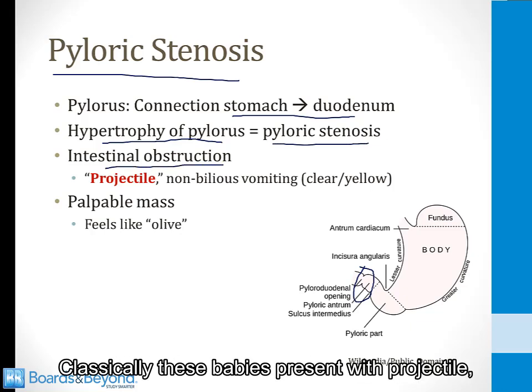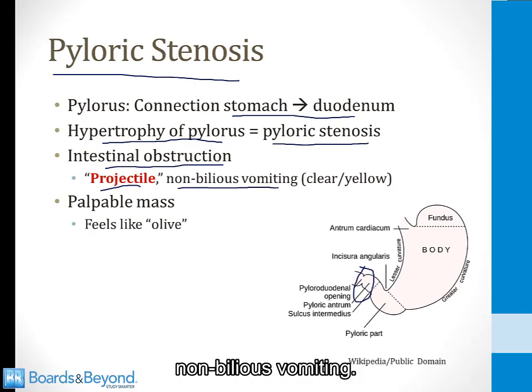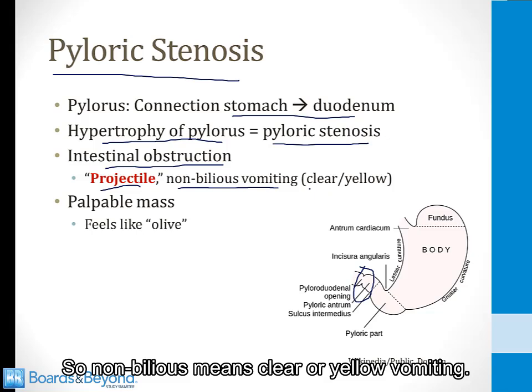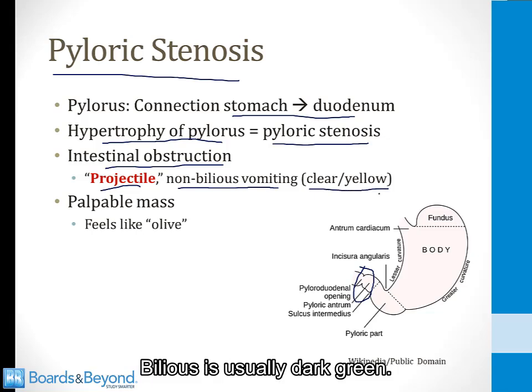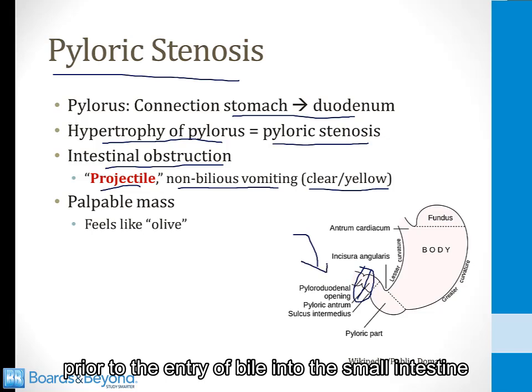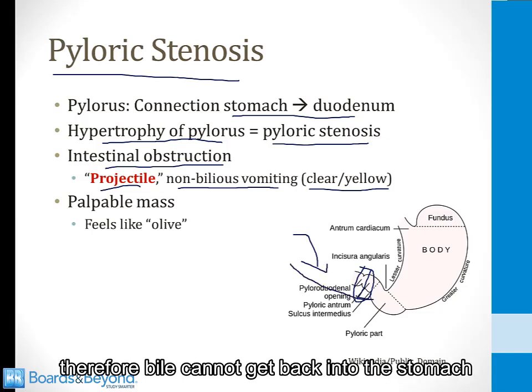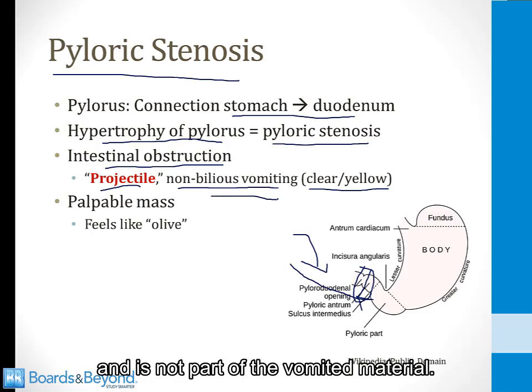Classically, these babies present with projectile non-bilious vomiting. So non-bilious means clear or yellow vomiting. Bilious is usually dark green. The reason it is non-bilious is because the obstruction occurs prior to the entry of bile into the small intestine. Therefore, bile cannot get back into the stomach and is not part of the vomited material.